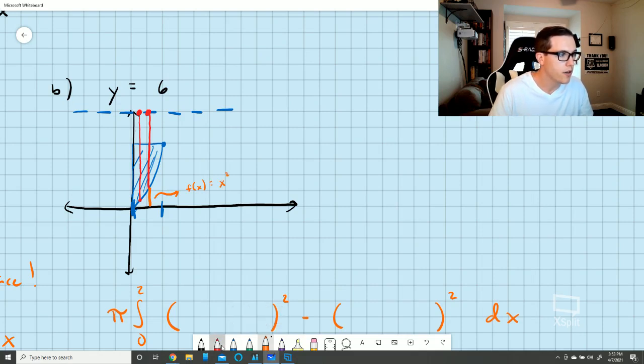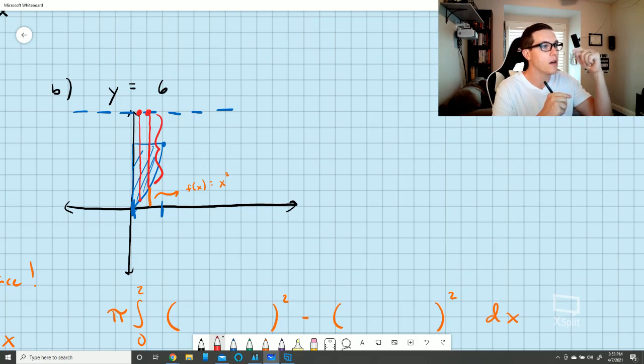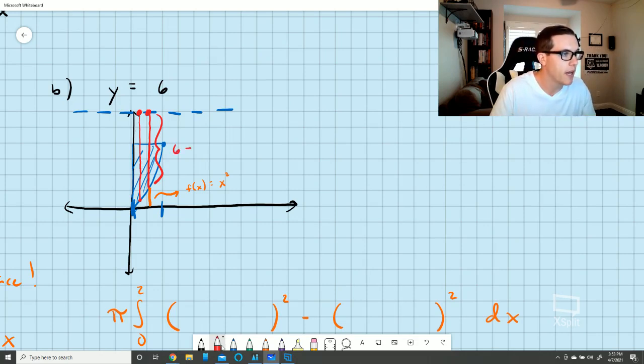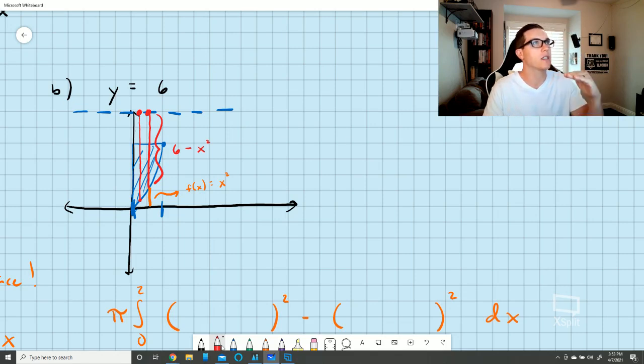So what is this thing in red that I drew then? Well, think of it as the whole distance, which is 6, so the whole thing, minus x squared. It is 6 minus x squared. It is the whole distance, 6, and you're subtracting out the function. That happens when the axis of rotation is above our shaded region. So big R is 6 minus x squared. The whole thing, take away the piece.